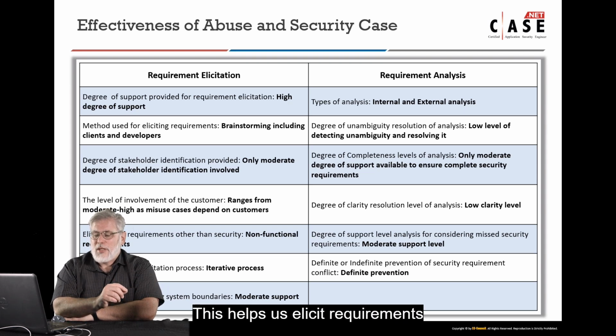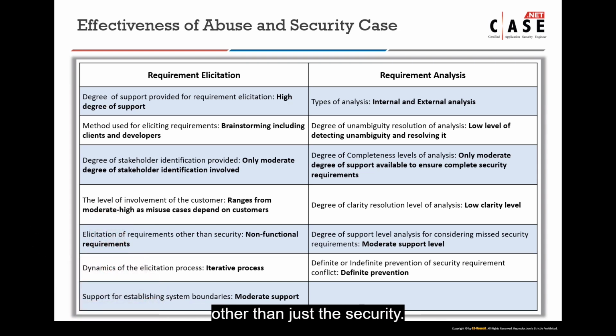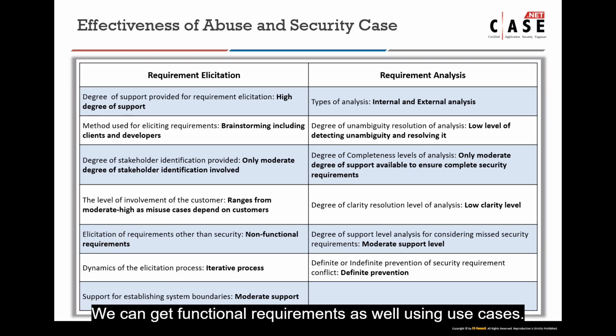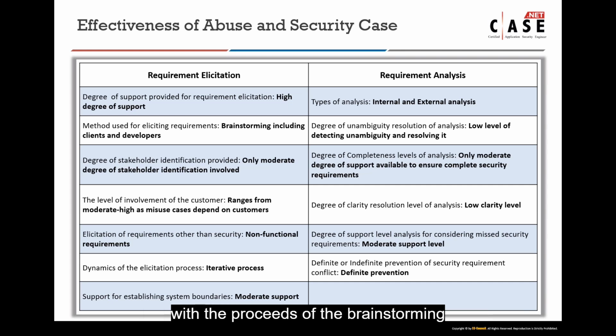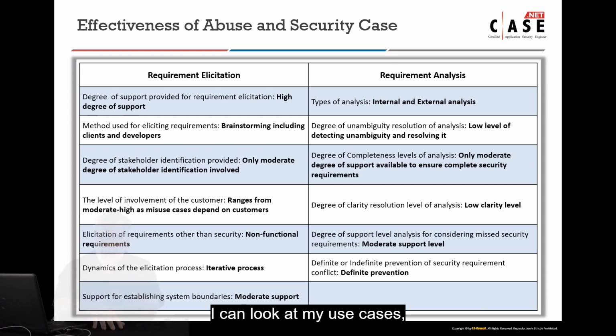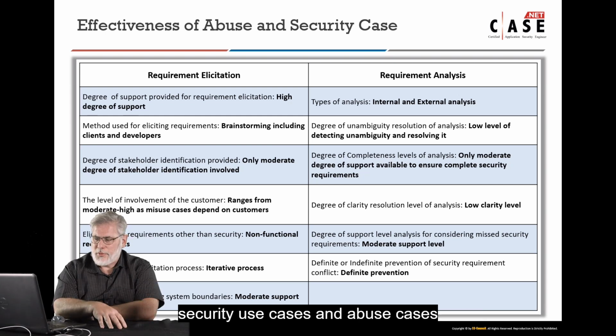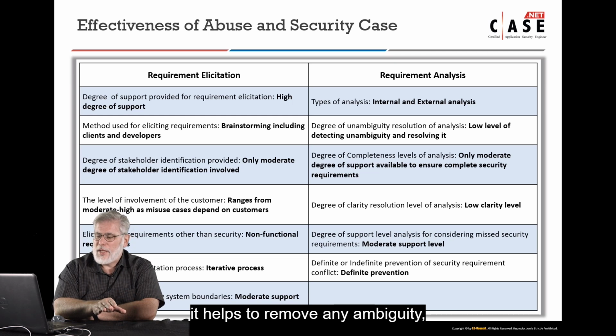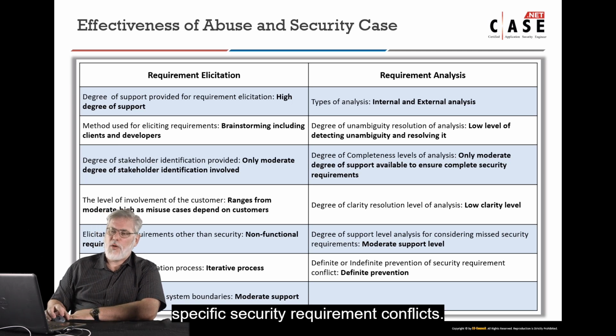This helps us elicit requirements other than just the security. We can get functional requirements as well using use cases. It's an iterative process. We use this to brainstorm, then we update our use cases with the proceeds of the brainstorming, and we might do the whole thing all over again. This is also usable during requirements analysis. I can look at my use cases, security use cases, and abuse cases to perform internal and external analysis. It helps me remove any ambiguity. It provides me with better clarity. And it also helps me to define specific security requirement conflicts.